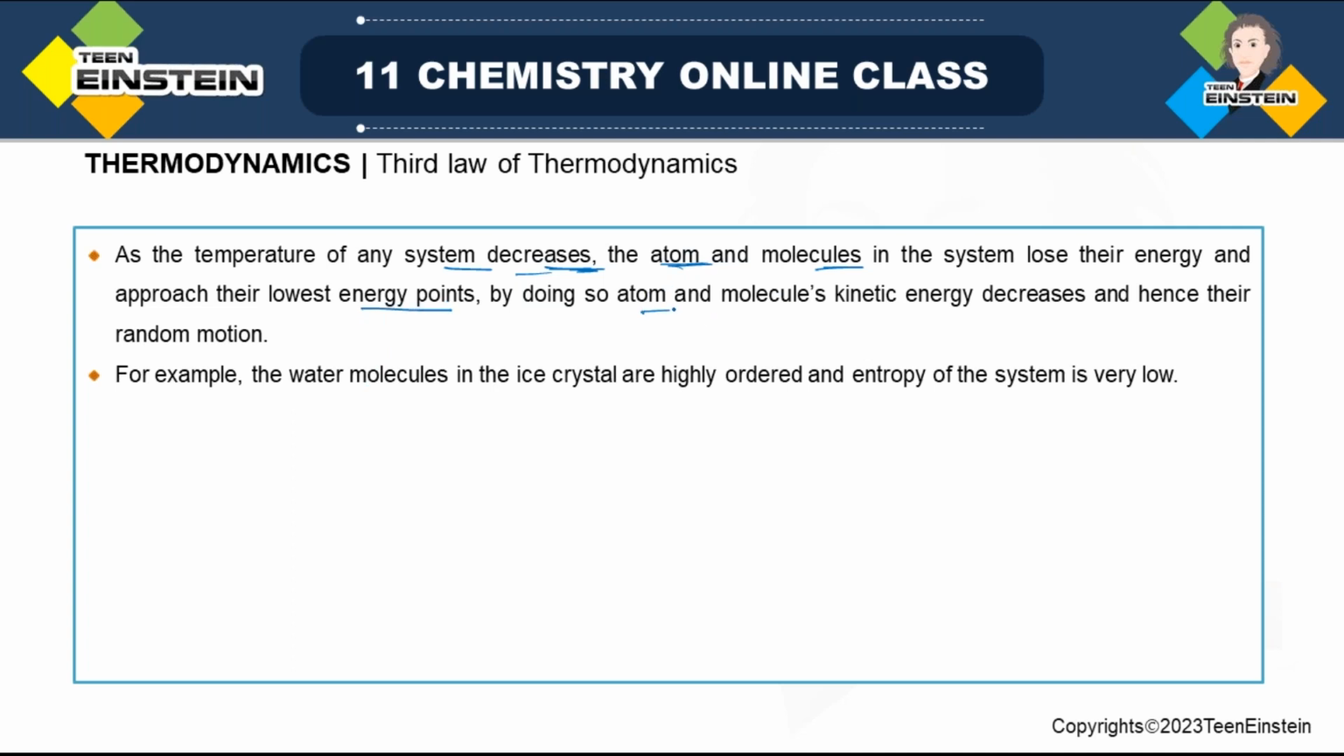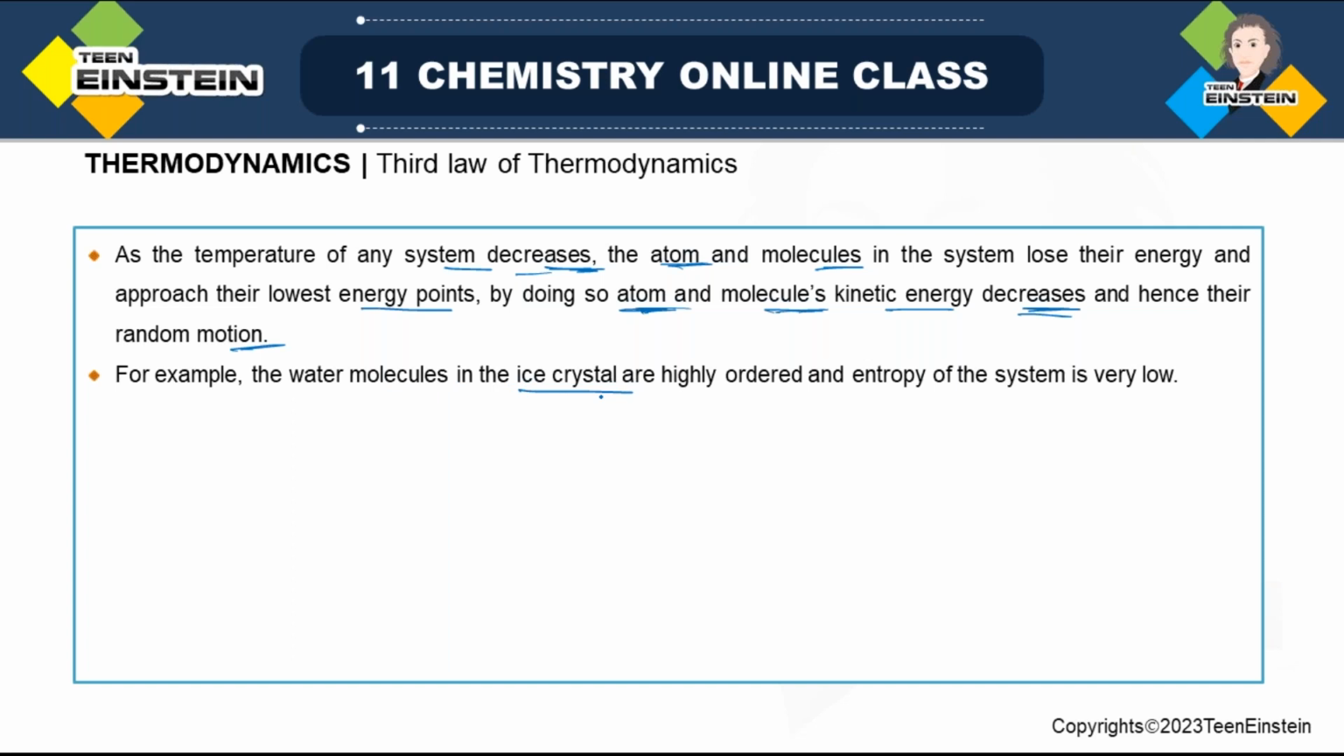By doing so, what happens? The atoms and molecules, their kinetic energy obviously decreases, because there is a direct relationship between temperature and kinetic energy. When temperature decreases, kinetic energy decreases, and vice versa. So kinetic energy of the atoms and the molecules decreases, and hence their random motion also decreases. Gradually their movement will be slow as temperature is decreasing. Take the example of water molecules in an ice crystal. So suppose we have a crystal of ice.